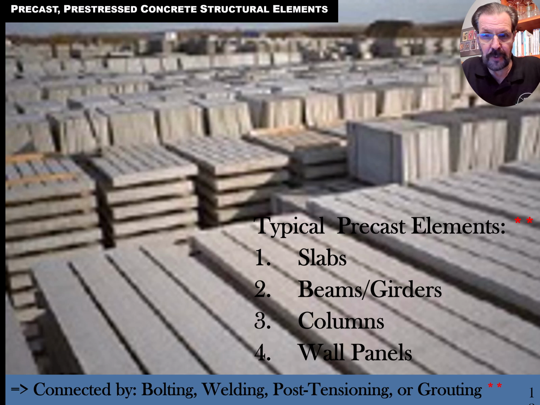The next category is beams and girders, and generally they're going to be supporting those slabs. And then there are columns that could be supporting beams and girders. So that's number three. And the fourth one would be wall panels. They can be slabs too, but we don't call them slabs. When they're panels, they're generally vertical.